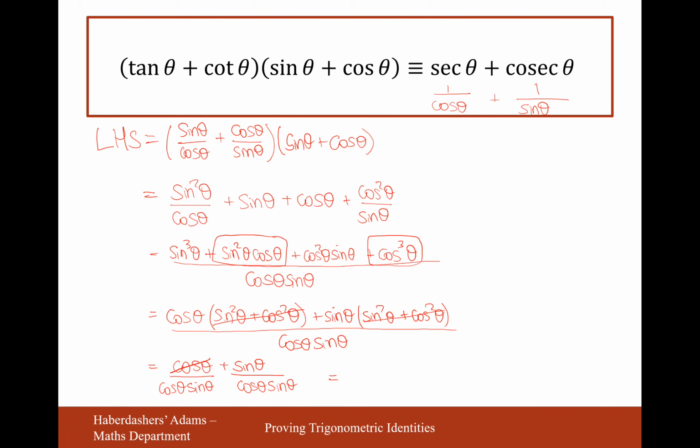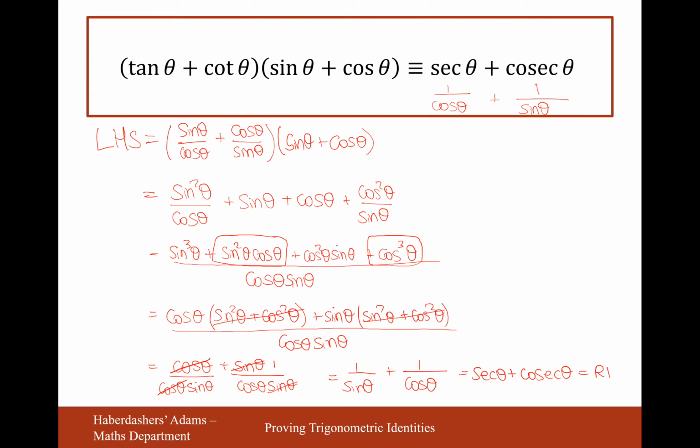So for the left hand one, we'll cancel out cos from top and bottom to give us 1 over sine. And for the right hand expression, we'll cancel out the sine from top and bottom to leave us with 1 over cos. Remember that when you cancel out something from a fraction and you've got nothing left on the top, you effectively have a 1 on the top, not a 0. Which is then equal to sec theta plus cosec theta.